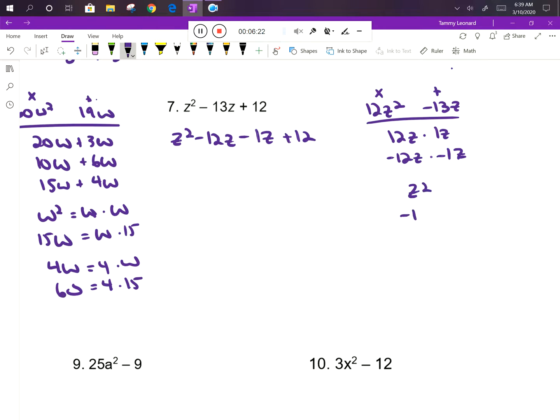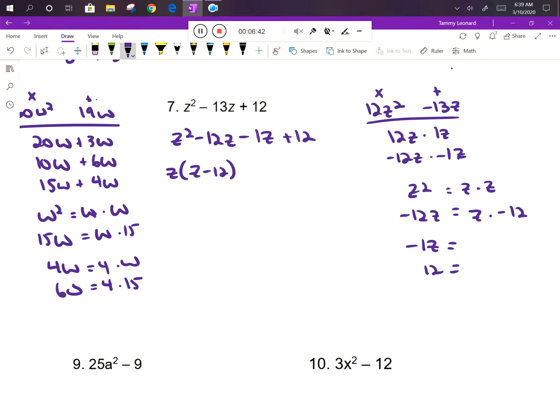Z squared and negative 12z have a z in common. The top needs to be multiplied by z and the bottom by negative 12. We can factor out a z, leaving z minus 12. And then the negative 1z and the 12.